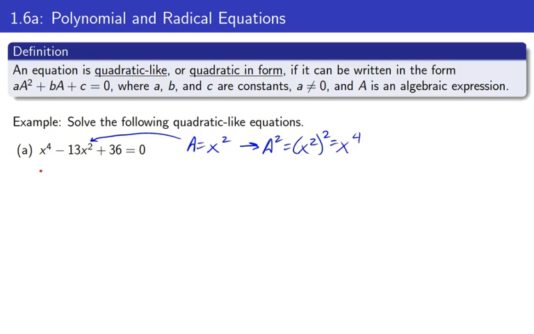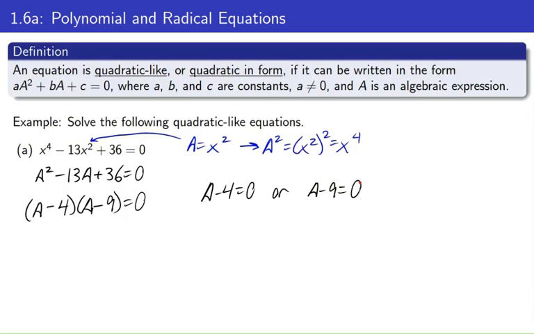So what I'm going to do is think of this as a squared minus 13a plus 36. Now I can just factor it. I want two numbers that multiply to 36 and add to negative 13. What do I get? Well, a minus 4 and a minus 9 do the job. So I set each one equal to 0, and I get a equals 4 or a equals 9. But what was a?